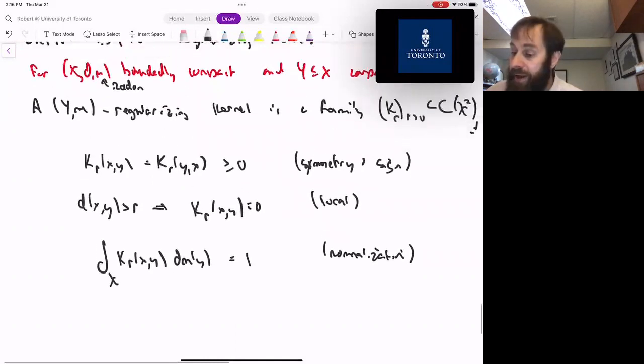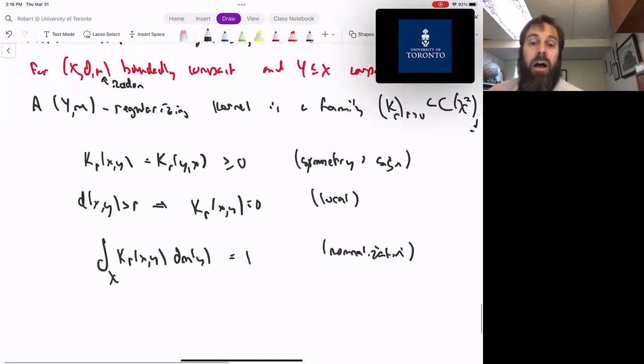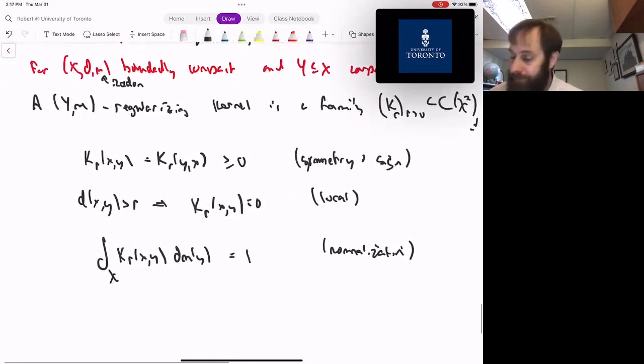And of course, when you have such a kernel, it induces a family of linear operators on measures.